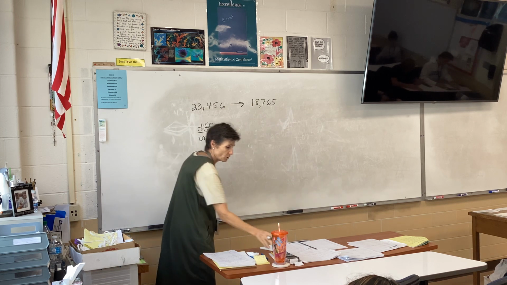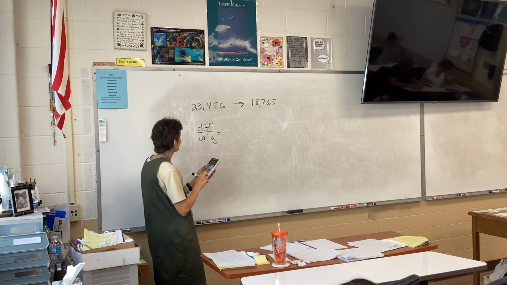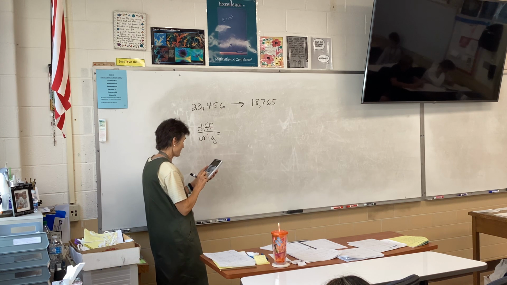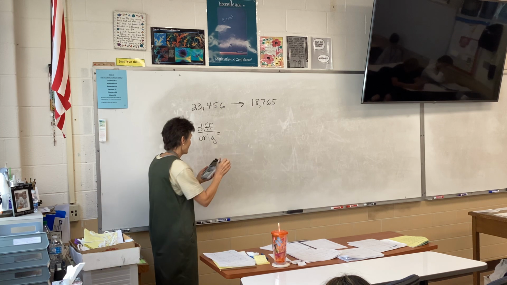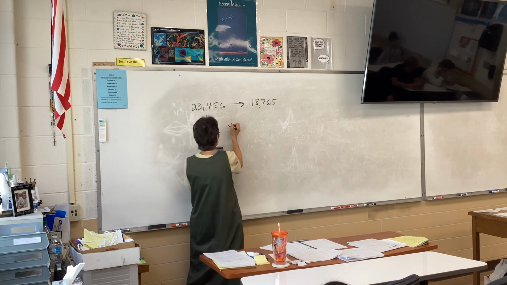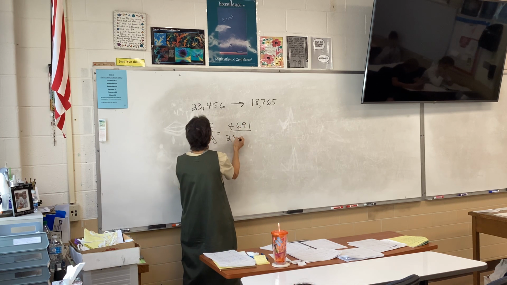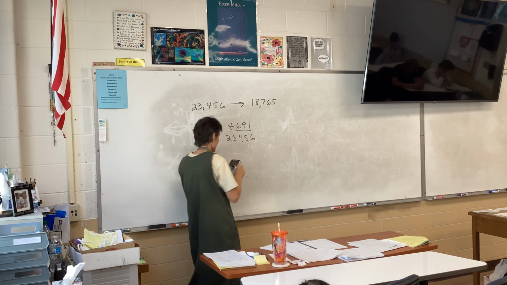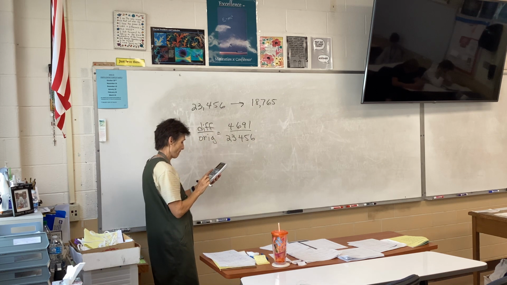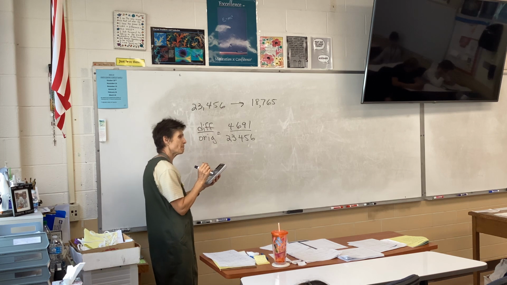So the difference in the two numbers is 23,456 minus 18,765. Oh, did I type it in wrong? Oh, you've already got the answer. So the difference was 4,691 over the original price of the car. I got about 20%.